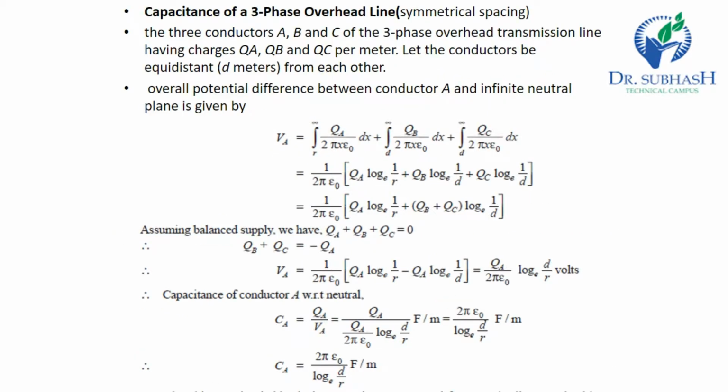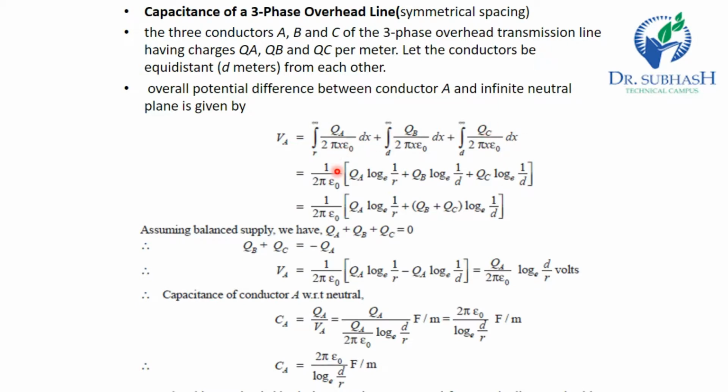Capacitance of a three-phase overhead line with symmetrical spacing. In symmetrical spacing, the distance between the three conductors is equal to d, in a symmetrical position. So the overall potential difference between conductor A and the infinite neutral plane is given by V_A, which is the potential difference due to its own charge, plus the potential difference due to conductor B's charge, plus that due to conductor C's charge Q_C.